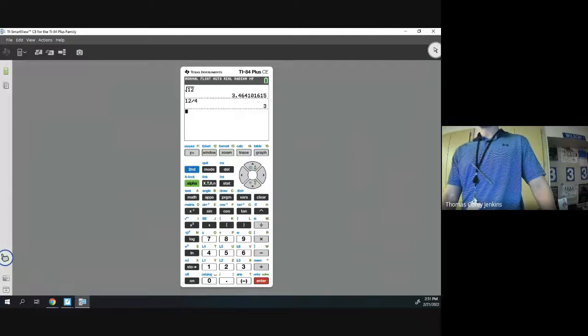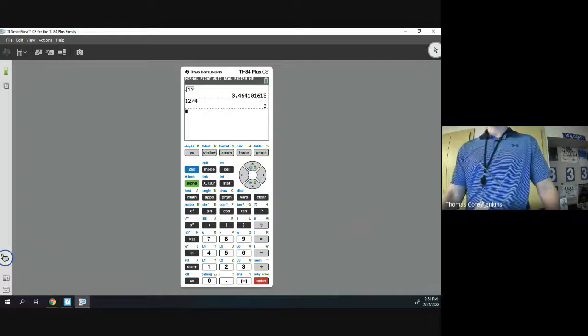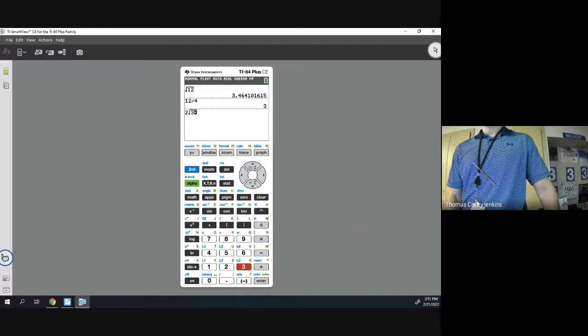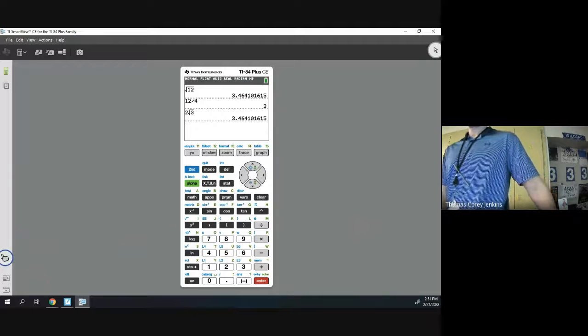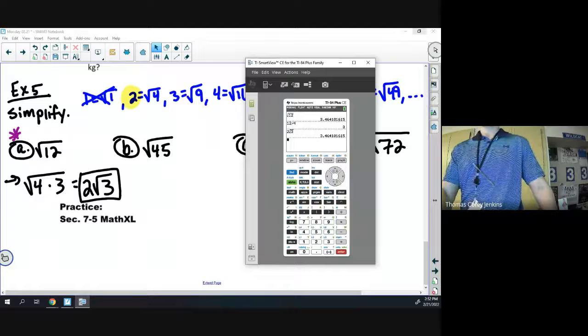Well, we already did at the beginning, the square root of 12 is equal to 3.464... So if I type in what I think my answer is, 2 times the square root of 3, I should get the exact same decimal. And there you can see that I do. So that confirms that my answer is correct.